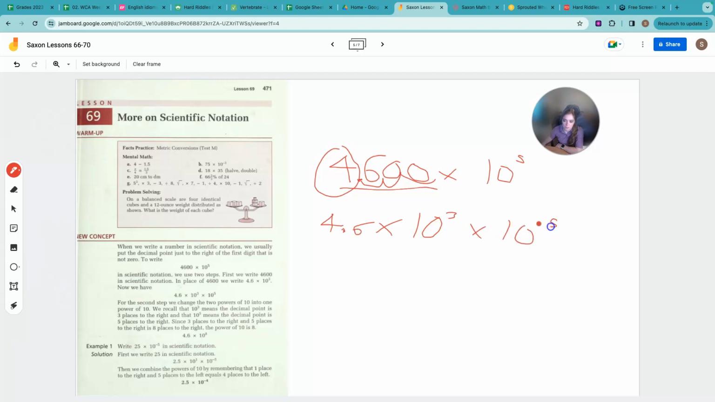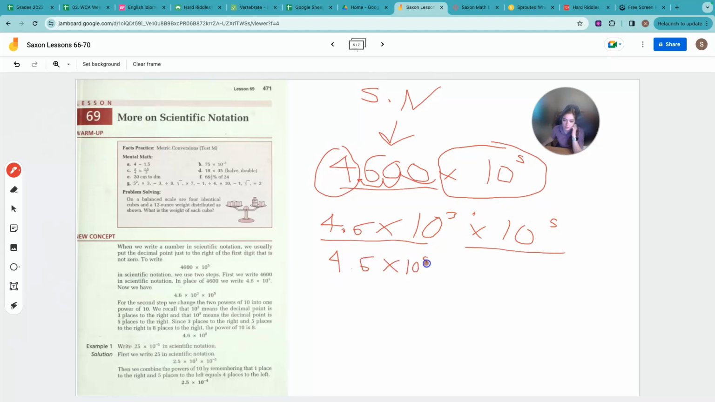So the first step is that we change this number to scientific notation. I'm going to abbreviate it by SN. So we change that number to scientific notation, and then we look at what power went with it. Now we're getting ready to add the powers. Remember, adding powers is not very difficult. It's just basic addition. So 3 plus 5 would be 8, right? So we'd have 4.6 times 10 to the 8th power.